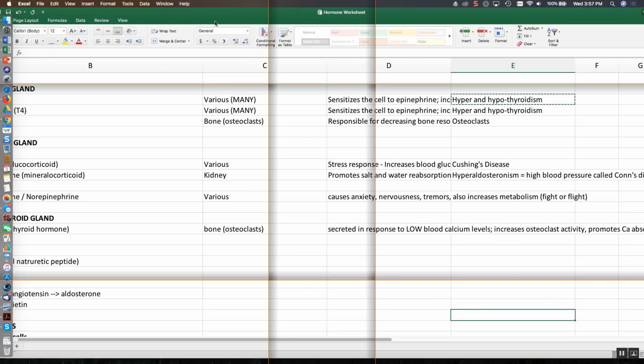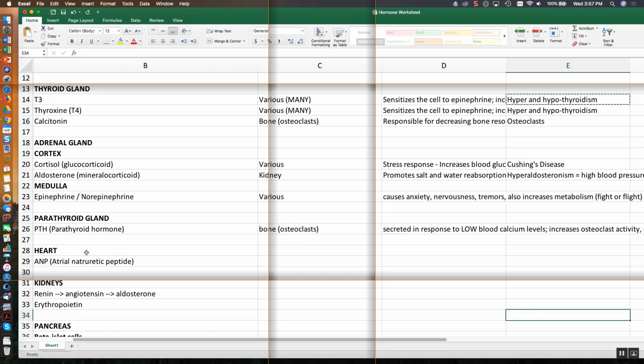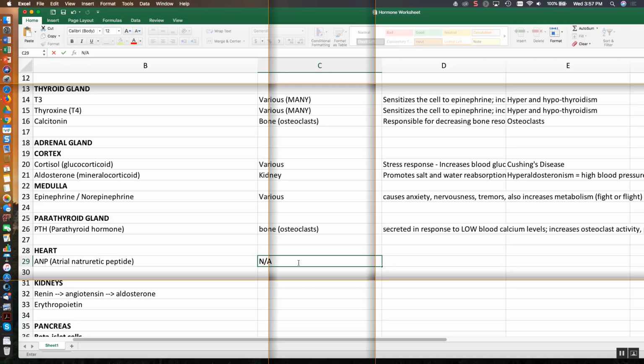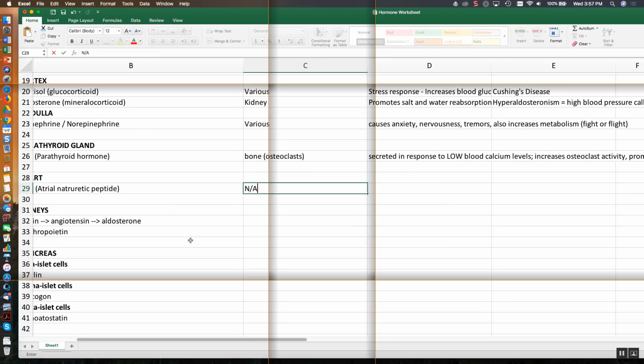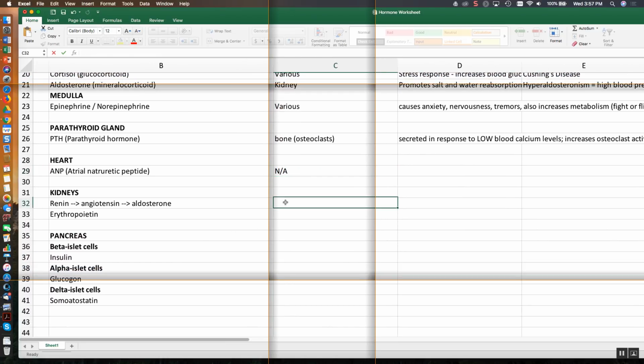Okay, we already covered atrial natriuretic peptide in the kidney section, so I'm just going to put not applicable. We really don't need to go through renin-angiotensin again. You guys know what that does. Angiotensin is a powerful vasoconstrictor that promotes the synthesis and release of aldosterone, which, as you know, promotes salt and water reabsorption. All of this to get your blood pressure back up to normal.